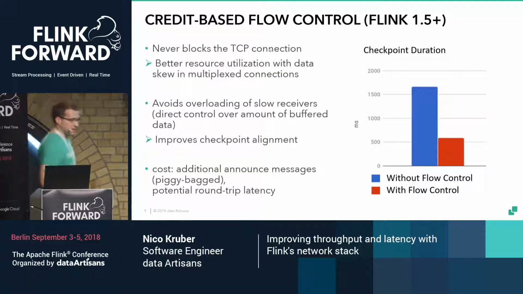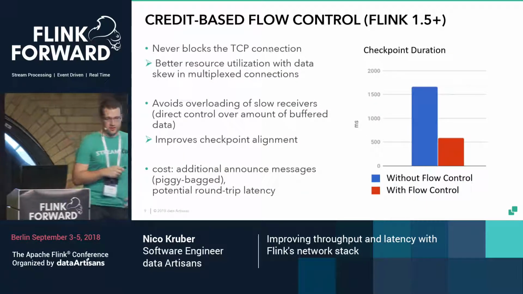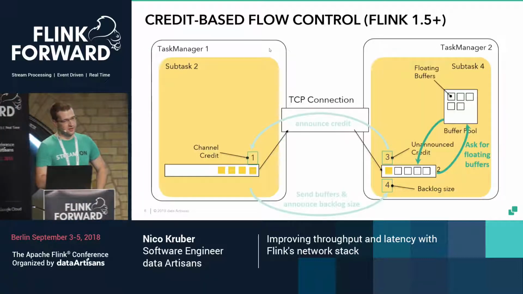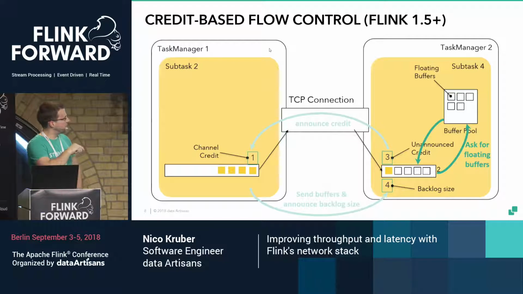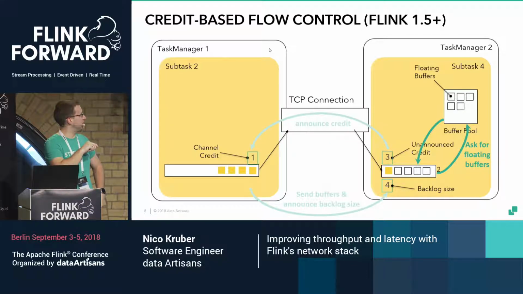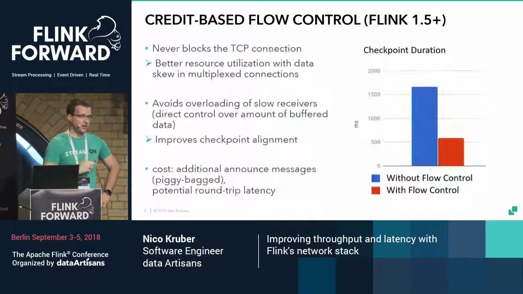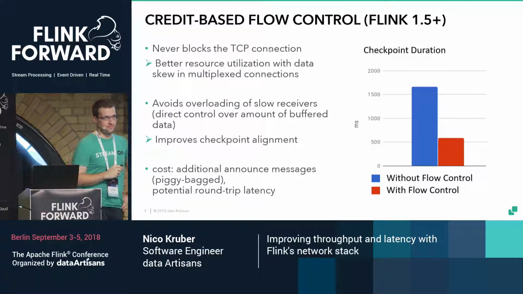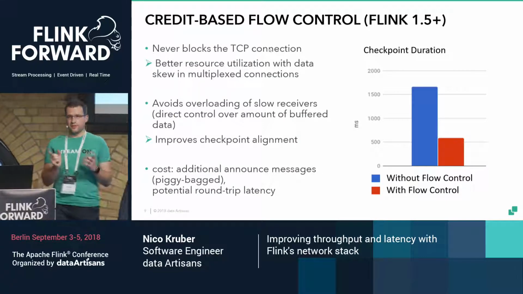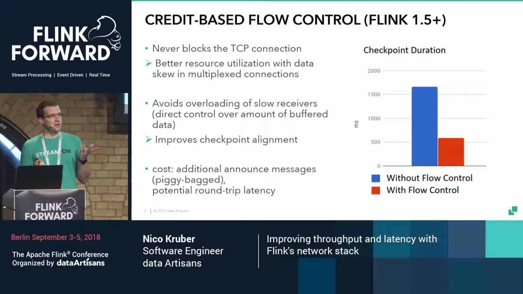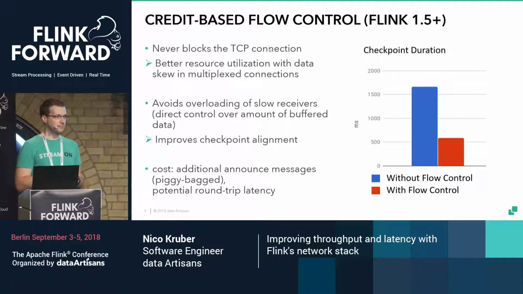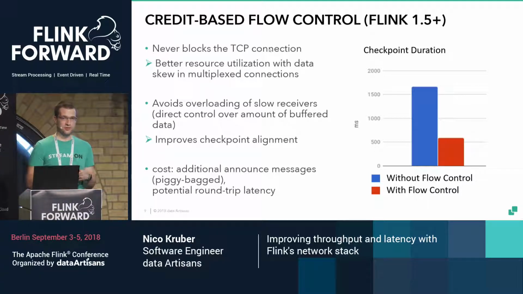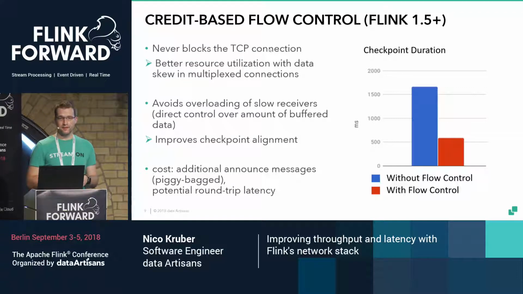So let's see what it improves. The thing is that we now don't have a full set. We always have capacity for something that is on the channel, so we never block the TCP connection. Whenever something is backpressured, we will not also backpressure another subtask on the same task manager. And that gives us better resource utilization, especially if you have data skew over different subtasks.